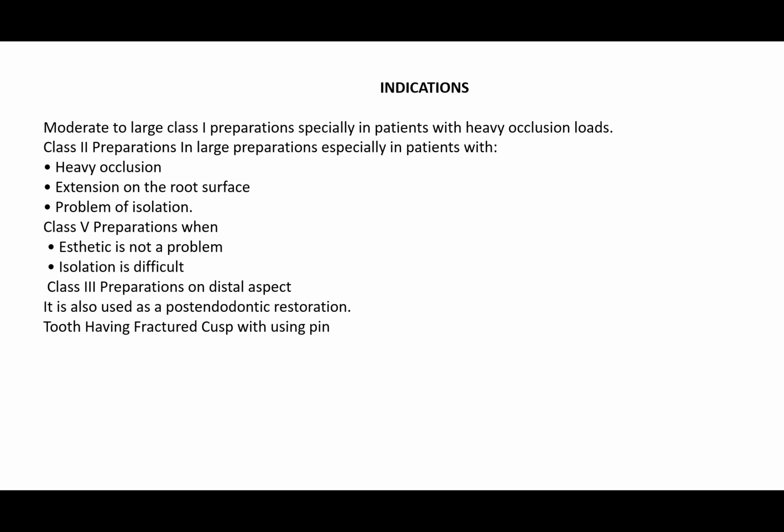Indications. Dental amalgam is a filling material. It is used to restore a tooth with a large class 1 preparation, especially in patients with heavy occlusal load. Also for class 2, when there is heavy occlusion, extension on the root surface, or a problem of isolation. For class 5, when esthetics is not a problem and isolation is difficult. For class 3, but on the distal aspect, for esthetic purposes. It's also used as a post-endodontic restoration and to restore a fractured cusp using a pin.